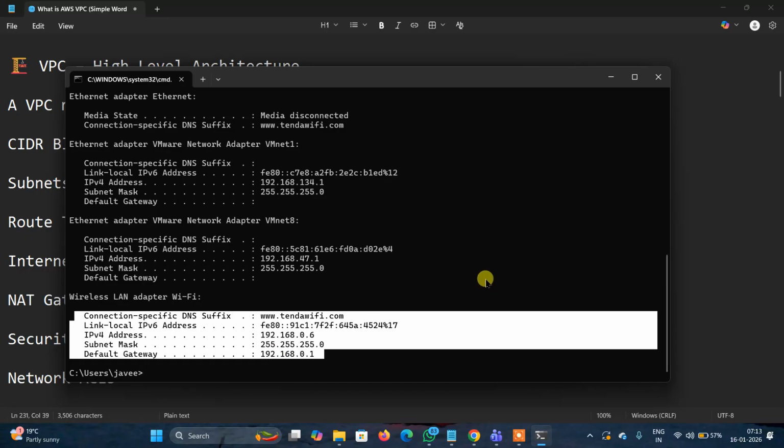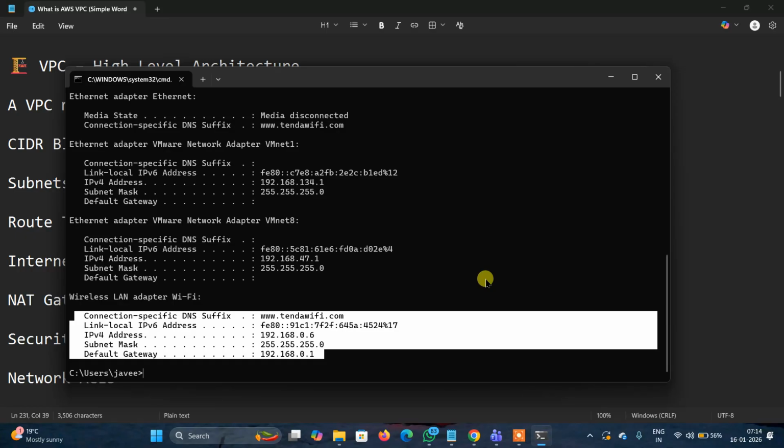A router has two IP addresses: one is the internal IP address, the second one is the external IP address. Routers generally have multiple IP addresses, not necessarily only two; maybe more than two also. So what it means is the router has two IP addresses, one internal and one external.